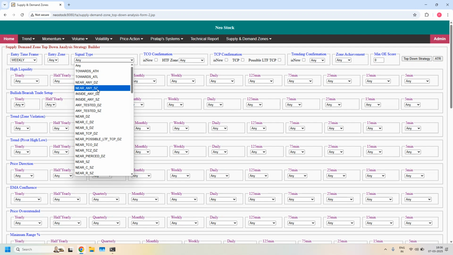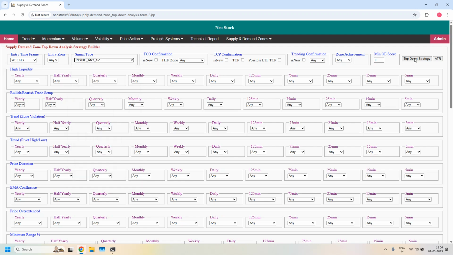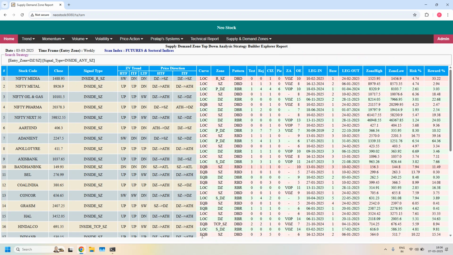Price closed inside the weekly supply zone. First 16 stocks in the list. I'm scrolling the list down.